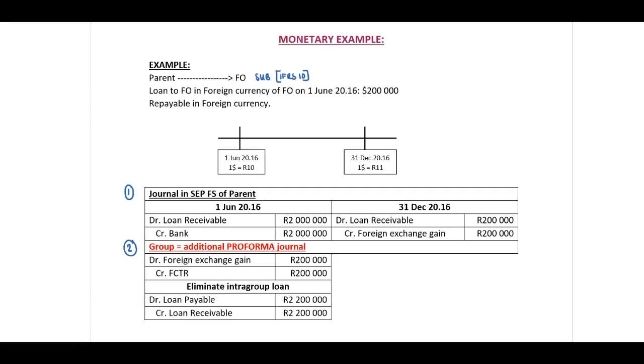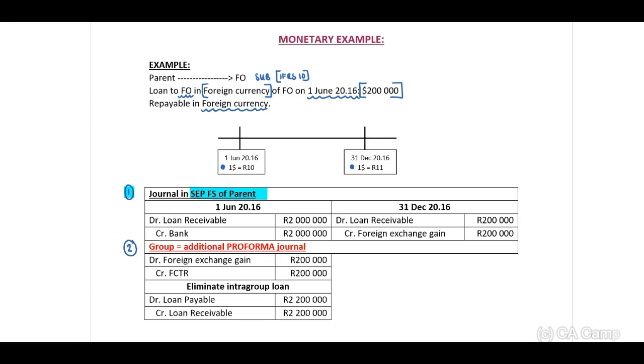Now, a loan is made to our foreign operation in the foreign currency of the foreign operation on 1 June 2016 to the value of $200,000, repayable in the foreign currency. Now they provide us with our rates: on 1 June 2016, $1 equals 10 Rand, and at the end of the year, $1 equals 11 Rand.